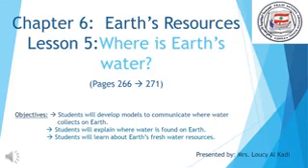Today we're going to start with a new chapter, Chapter 6, Earth's Resources. We're going to start with Lesson 5, Where is Earth's Water? It's on page 266. The objectives of this lesson are: students will develop models to communicate where water collects on Earth. Students will explain where water is found on Earth. Students will learn about Earth's freshwater resources.